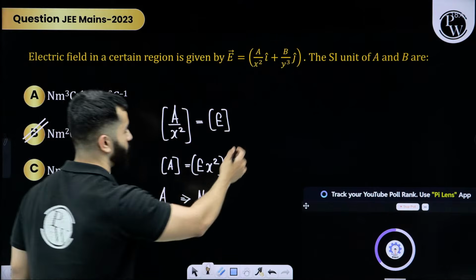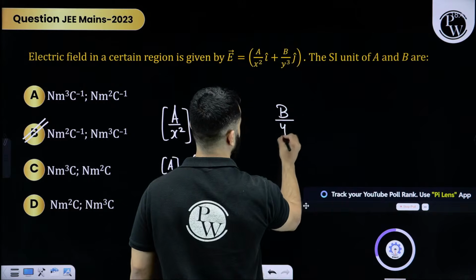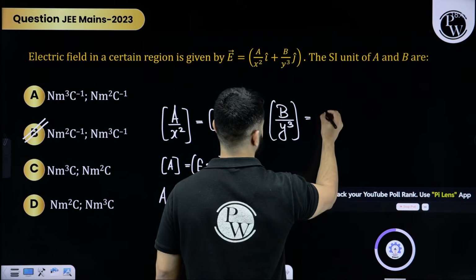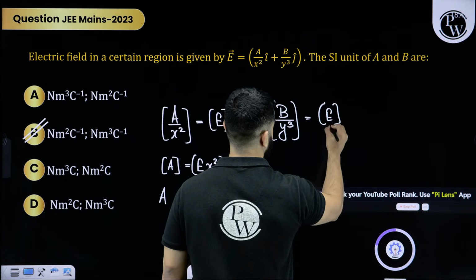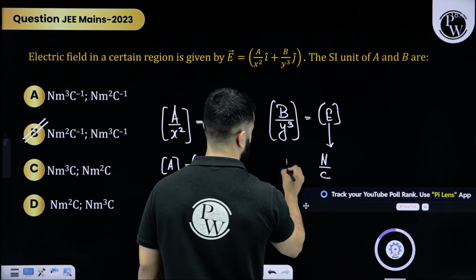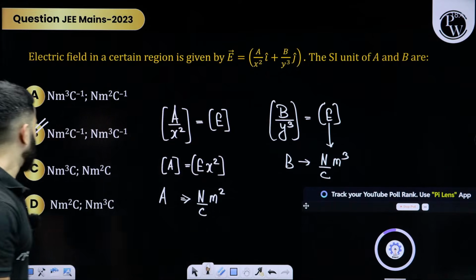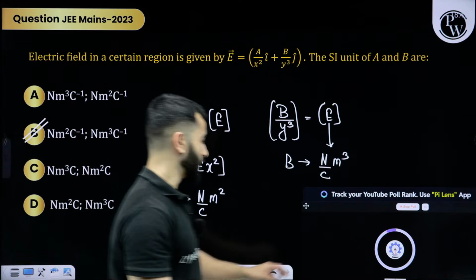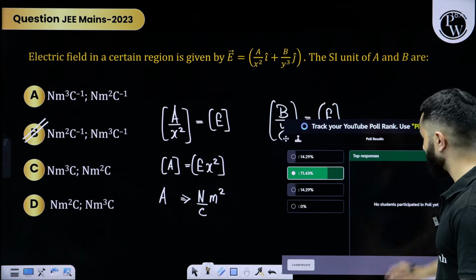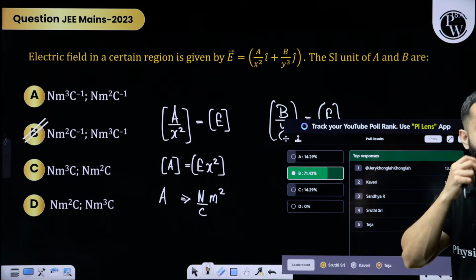But let's also talk about the second, B upon y cube. B upon y cube will have the same dimensions as that of electric field, right? And unit of electric field is again Newton per coulomb. So B will have the unit of Newton per coulomb meter cube. That's what option B is. B is going to be the correct option. All right, at least now it's showing some more answers. Great.